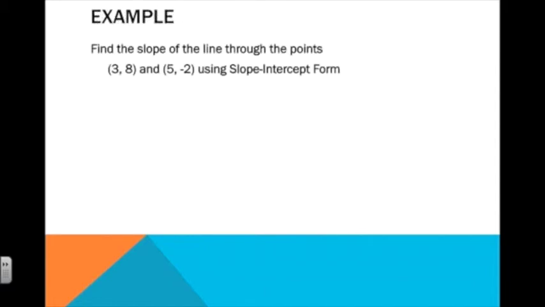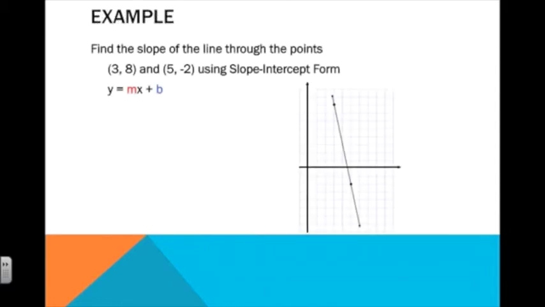So our first example, find the equation of the line through the points (3, 8) and (5, negative 2) using slope-intercept form. Now again, our slope-intercept form is y equals mx plus b, and I've color-coded it here to help us notice what part of the equation we're working with as we work out this example. So first of all, we need to figure out the slope. Since we have 2 points, we can use rise over run. Notice we're rising negative 10, we're going down, and we're running 2. So our slope is negative 10 over 2, which equals negative 5.